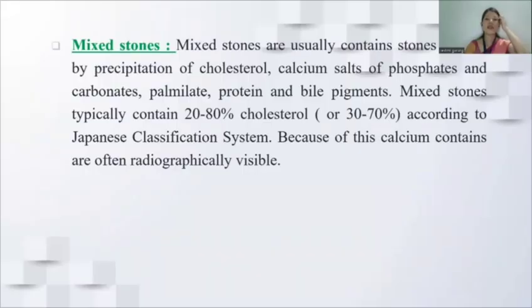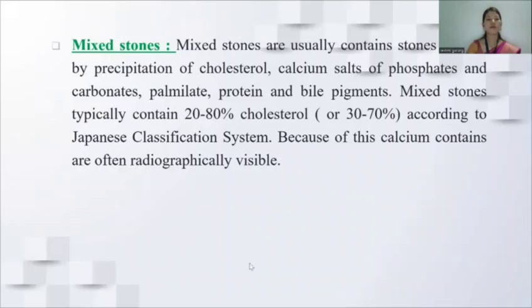Then next we'll see mixed stone. Mixed stones usually contain stone formed by precipitation of cholesterol. That also can be formed by calcium salts of phosphate and carbonate, palmitate, protein and bile pigments. And mixed stone typically contains 20 to 80% of cholesterol according to JCS, that is the Japanese classification system. Because of this, the calcium content is often radiographically visible.